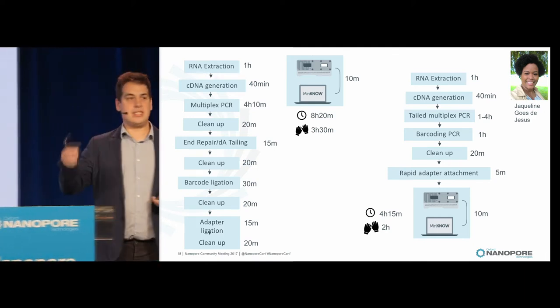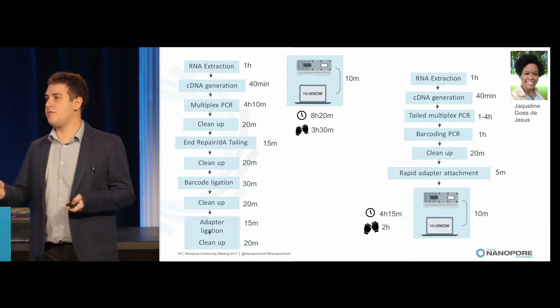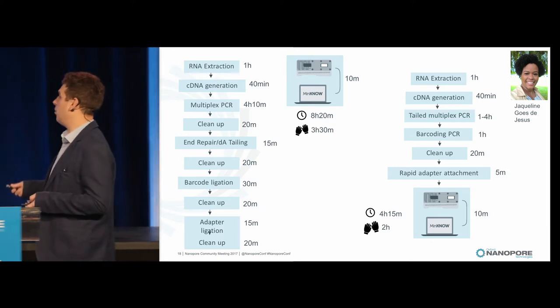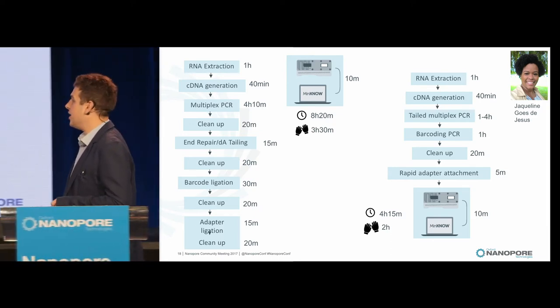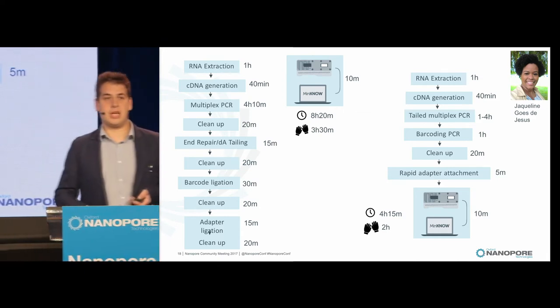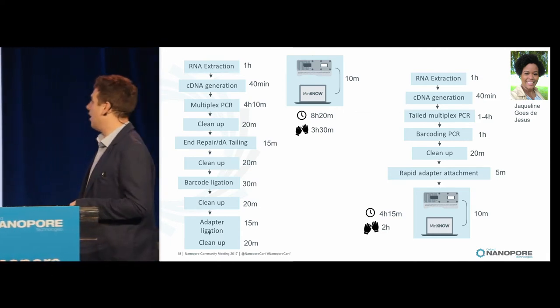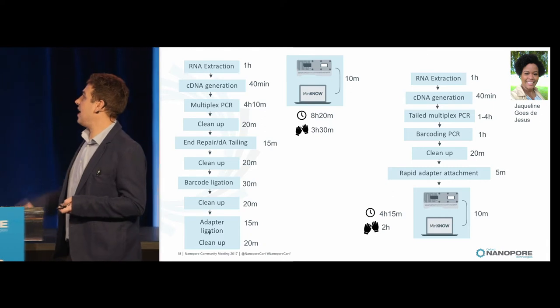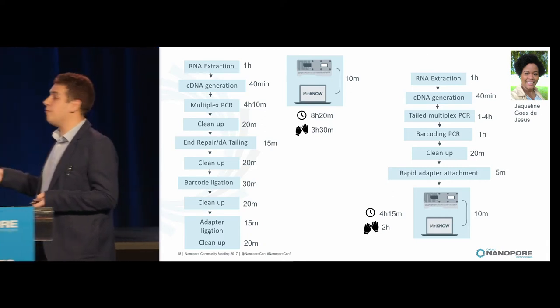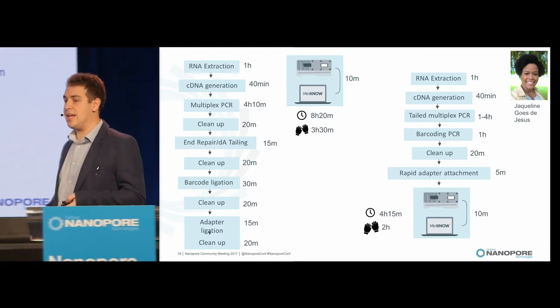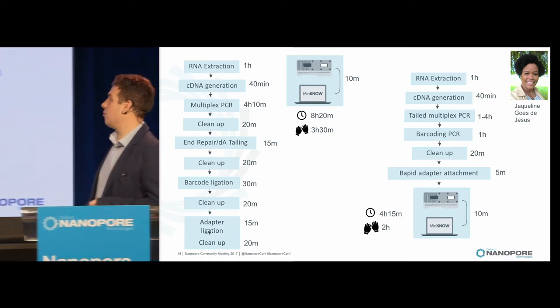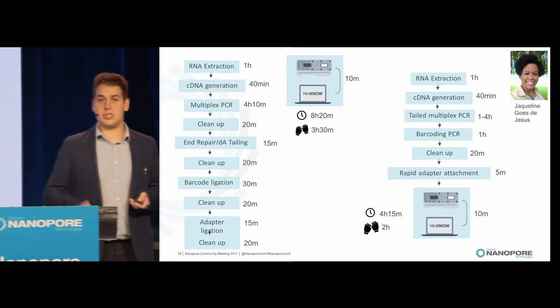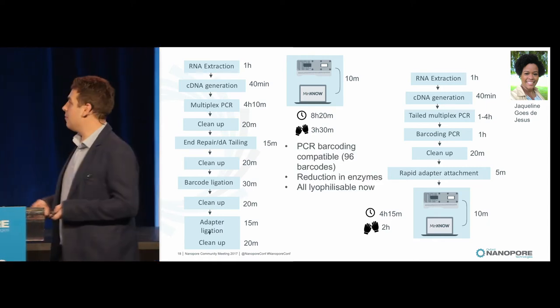And the new method really still depends a little bit on how much virus you have in your sample. But at best, probably on a high titer sample, we might be able to get down to about 4 hours and 15 minutes. But critically, much less hands-on time and fewer enzymes. So get rid of the ligase, get rid of the end repair, and remove three cleanups. So it significantly reduces the effort.